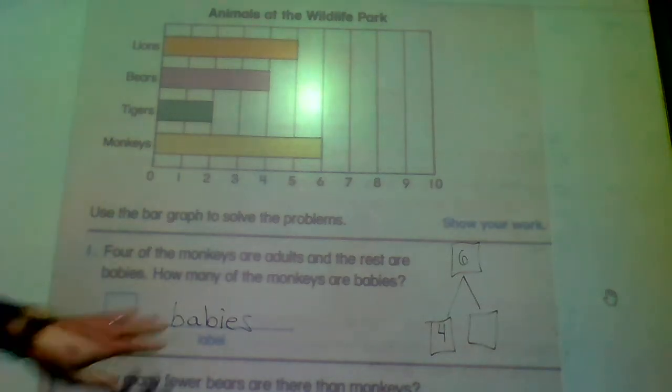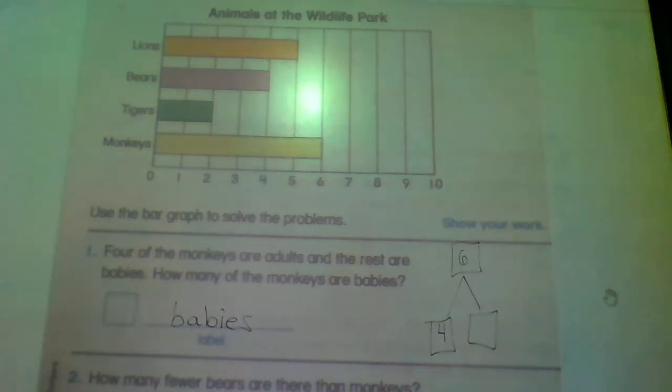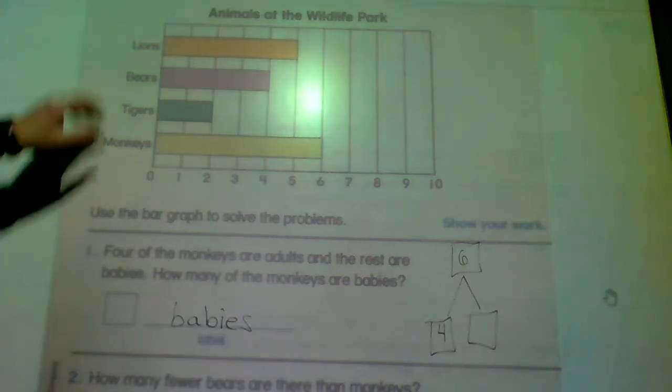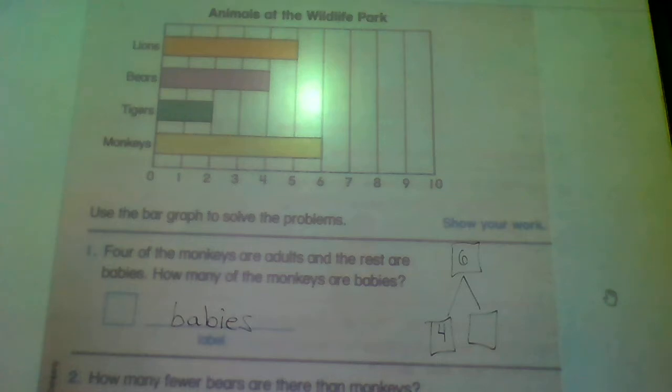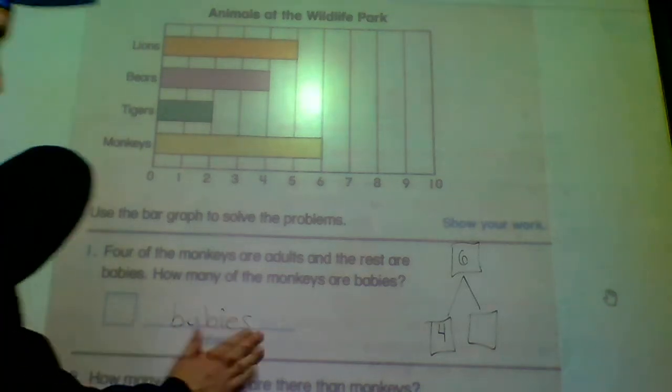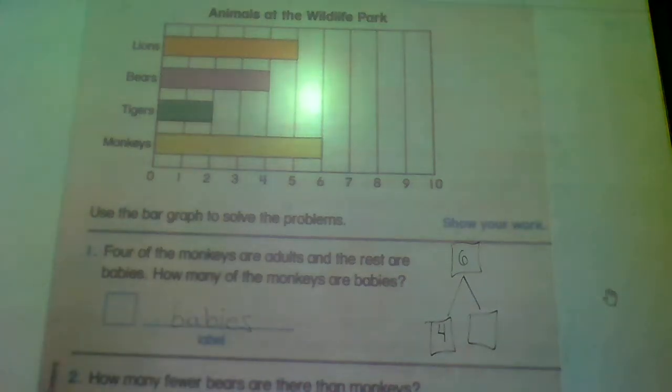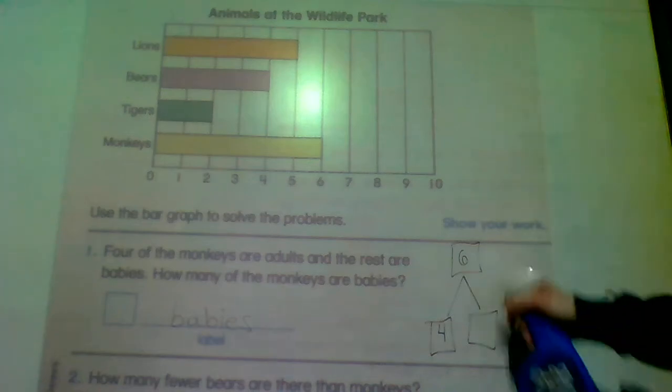You guys have seen this kind of stuff before. Number 2, how many fewer bears are there than monkeys? You're going to have to look at the chart. You can figure this one out. These two are fairly simple, straightforward. I need my sprayer. Okay, we'll spray that off.